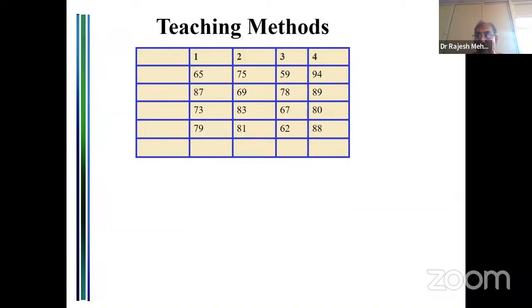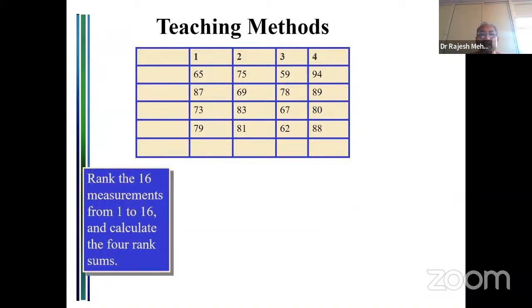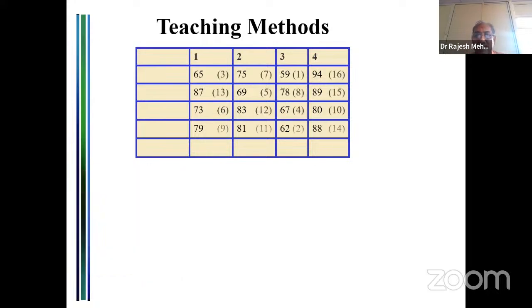Right? These are the 4 groups. So the total number of observations is 4 into 4, 16. Right? And we are now going to give a rank from the smallest number to the largest number. The smallest number is 59, that's a 1. The next, 62, is a 2. Next, 65, is 3. So we are giving ranks from 1 to 16. I hope you have understood this.